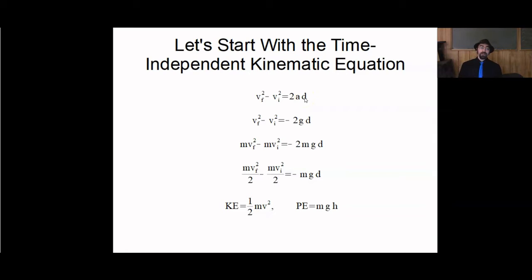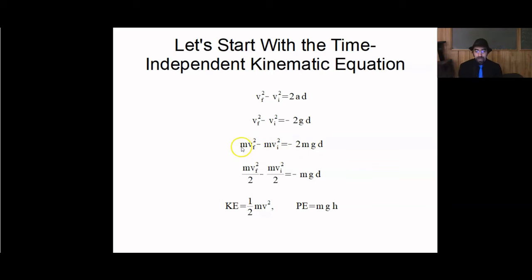Now, let's look at the special case where the acceleration involved is gravity, which is a classical case that you'll look at early on in the physics course. You'll get Vf squared minus Vi squared equals negative 2gd, where I take g to be positive because it's the magnitude of the acceleration, but of course, as you climb higher up, you're traveling more slowly, not more quickly.